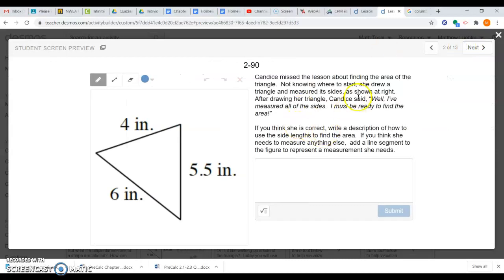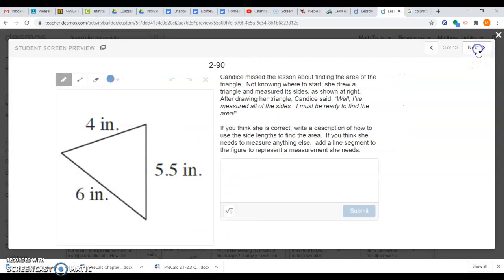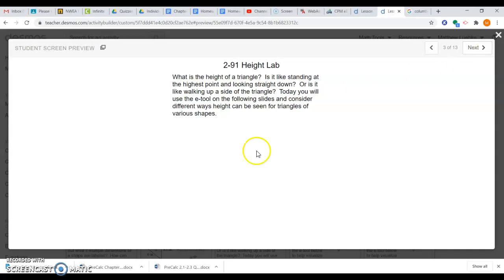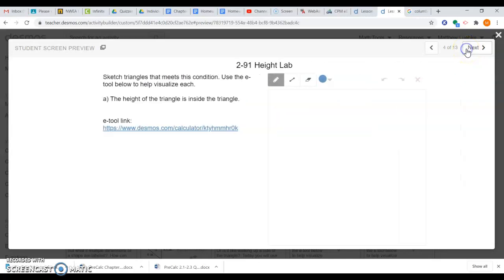This first problem is just asking, we'll just read through it. It's going to ask you, does this Candace here have the height labeled? And if you think she does, then we'll try to calculate the area. Or if you don't, you need to mark on the diagram where that height would be. Now, the height lab is something that generally is done in person, but there is a Desmos activity that does a similar effect as the lab. It shows us what we need to see. It's not as hands-on, but it still does its job.